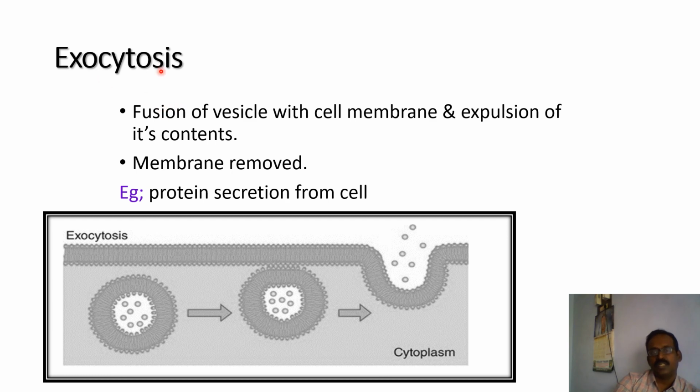Exocytosis is a type of vesicular transport. Here the vesicles inside the cell attach with the cell membrane and expel the contents, mainly occurring in the neuromuscular junction. Acetylcholine in the vesicle binds with the cell membrane and releases into the synaptic cleft. The protein secretion from the cell. These are the exocytosis.